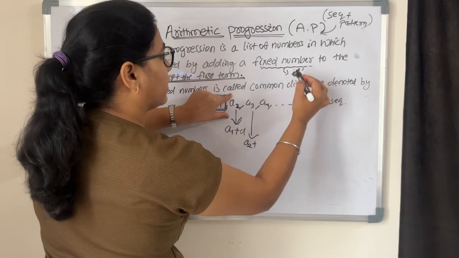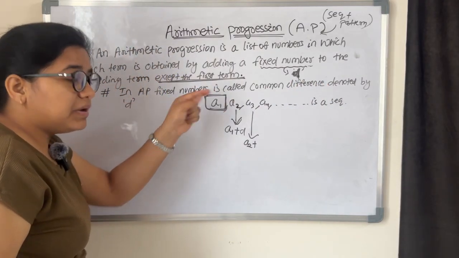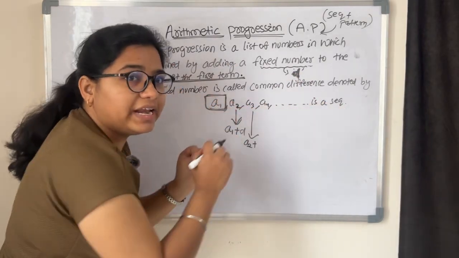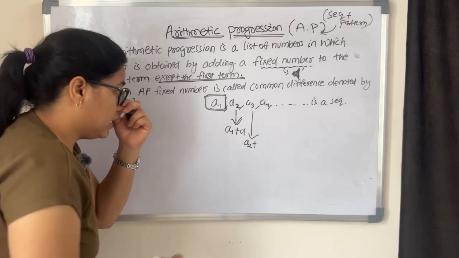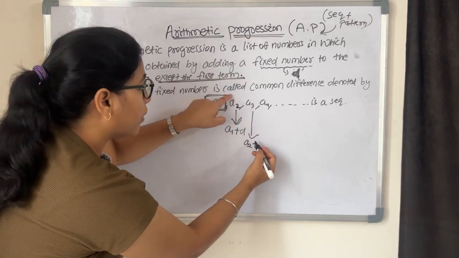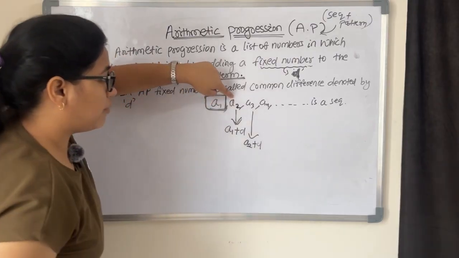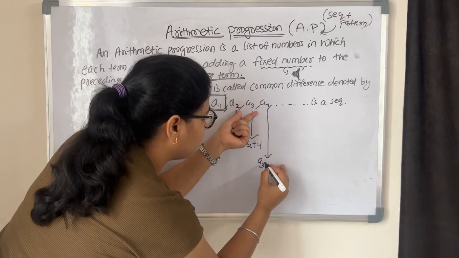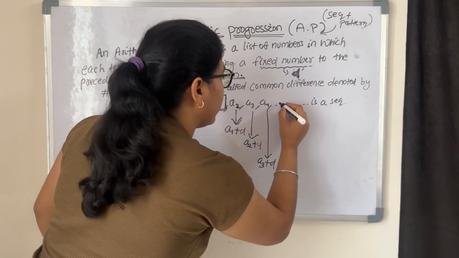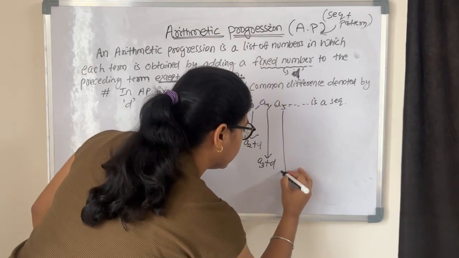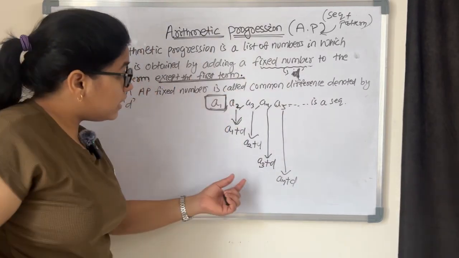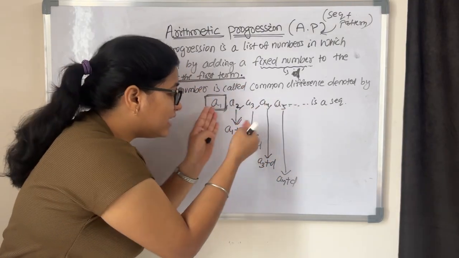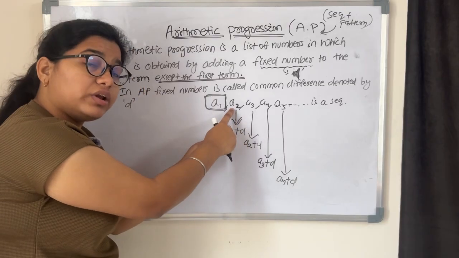This is your fixed number in AP, D. Preceding term plus fixed term is equal to that term. This is how the terms are obtained, except the first term. So how will A3 be obtained? A2 plus the fixed number D, common difference D. A4 will be obtained as A3 plus this D. How will A5 be obtained? A4 plus the D.